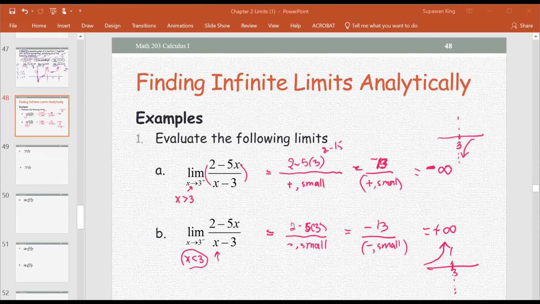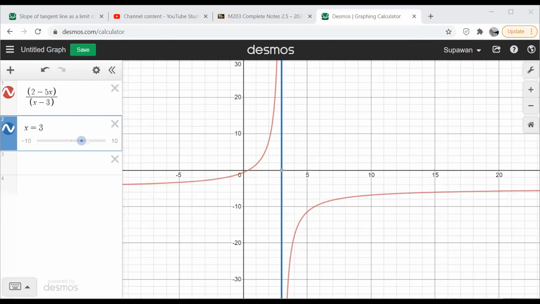I switch the screen real quick and you see the graph. Okay, you see the graph.